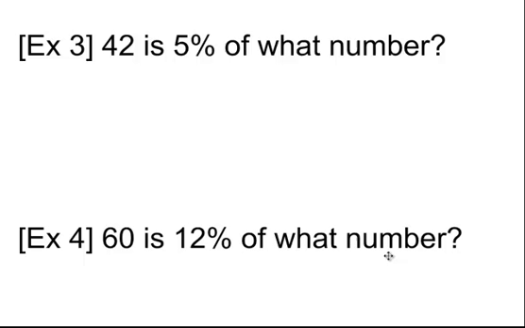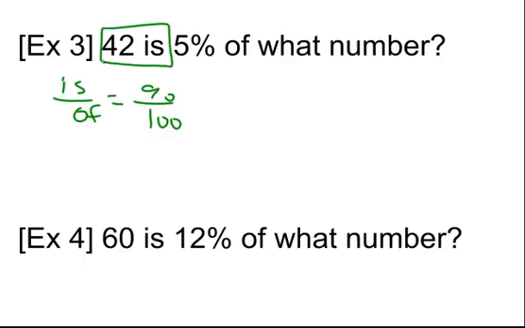Now, what does it look like when we know different parts? This says 42 is 5% of what number? So again, I'm going to write it down. Is over of equals percent over 100. It says 42 is. So I know that that's my is, because the 42 can't be connected to anything else. It's not connected to the percent because that's all the way over here. It's not connected to the of because that's over here. So the 42 has to be your is.